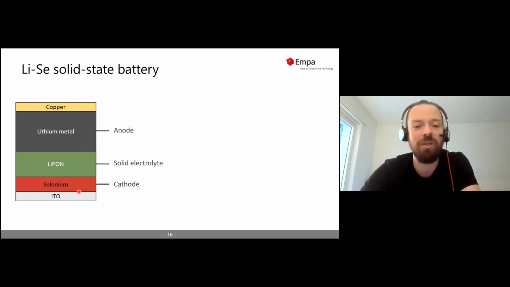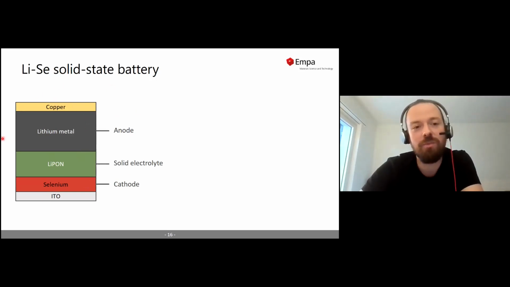But I will show you something I did on selenium. And since selenium is also a material which is used in solar cells, in fact, it was the first material where a solar cell was developed, I thought this still fits into this symposium.